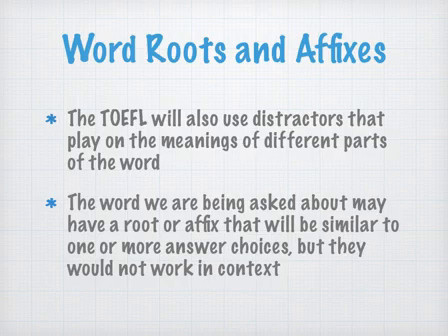Now if we move on to have a look at word roots and affixes, this is what we need to be able to solve this particular question. The TOEFL will use distractors that play on the meanings of different parts of the word. The word that we've been asked about may have a root or an affix which will be similar to one or more answer choices but would not work in context. So this is a test of your ability to see the word in context. Like I've said before, it's not a test of your ability to translate. This is probably what you've been used to on other tests, but it's actually testing your ability to see words in context and see how they're used.